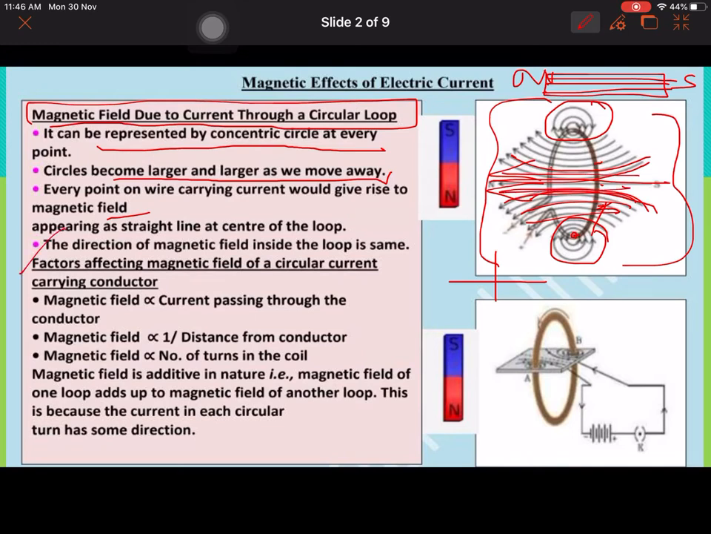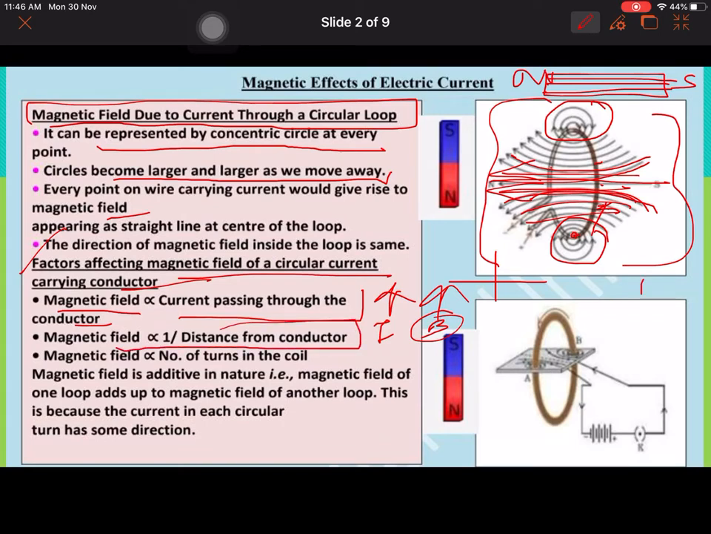Now let's see the factors which are affecting a magnetic field. First one is, magnetic field is directly proportional to the current passing through the conductor. That means higher the current, higher will be the magnetic field. So if I is higher, then B, the magnetic field, will be higher. And it is inversely proportional to the distance from the conductor. Suppose the conductor is here, so if we are calculating magnetic field at this point, the magnetic field will be higher, and if we are calculating here, the magnetic field will be lower.